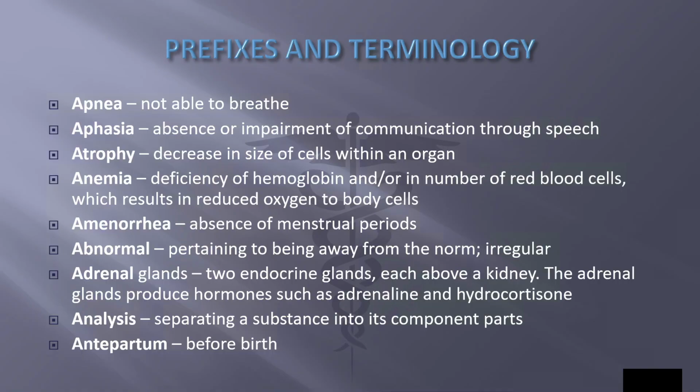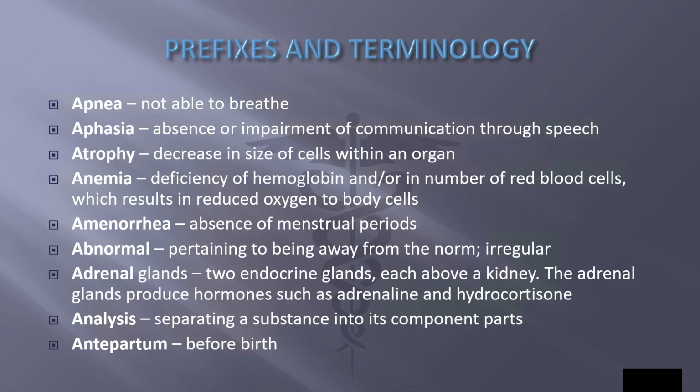Next, we have anemia. This is a deficiency of hemoglobin and or in the number of red blood cells, which results in reduced oxygen to body cells. So anemia is a condition in which there is a lower than normal number of red blood cells or a decrease in hemoglobin within the cells. Next, we have amenorrhea. This is the absence of menstrual periods.